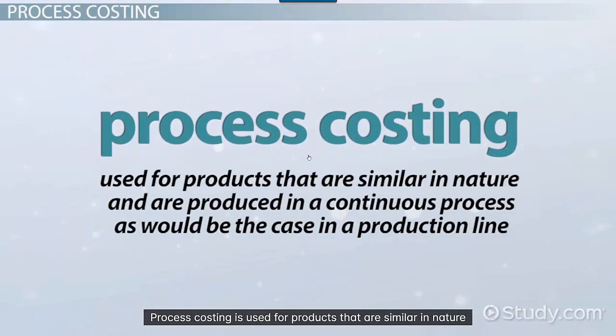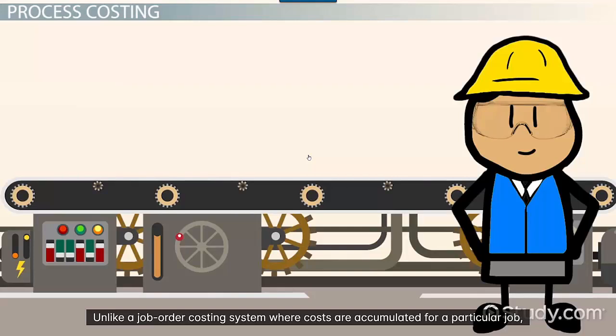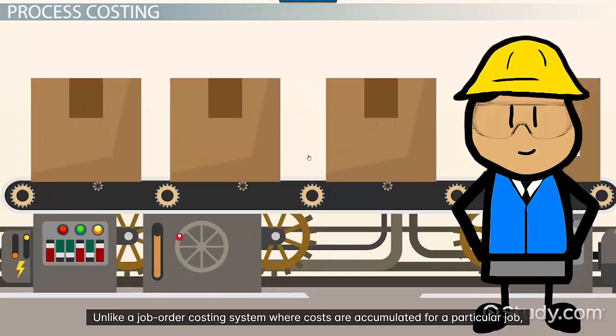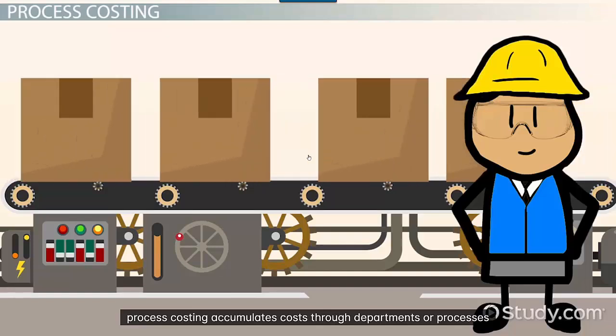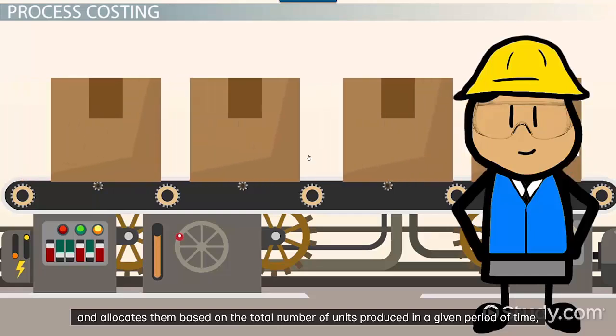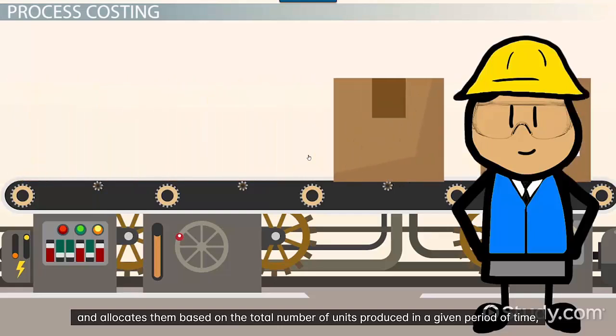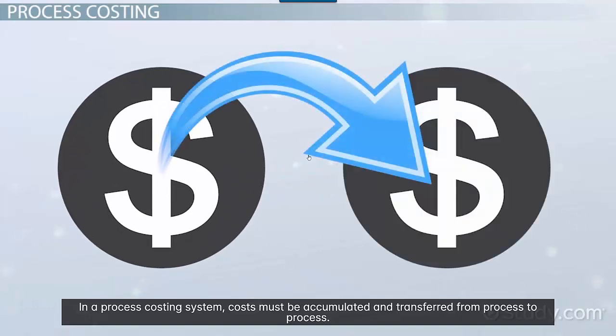Process costing is used for products that are similar in nature and are produced in a continuous process, as would be the case in a production line. Unlike a job order costing system, where costs are accumulated for a particular job, process costing accumulates costs through departments or processes and allocates them based on the total number of units produced in a given period of time, such as a month. In a process costing system, costs must be accumulated and transferred from process to process.